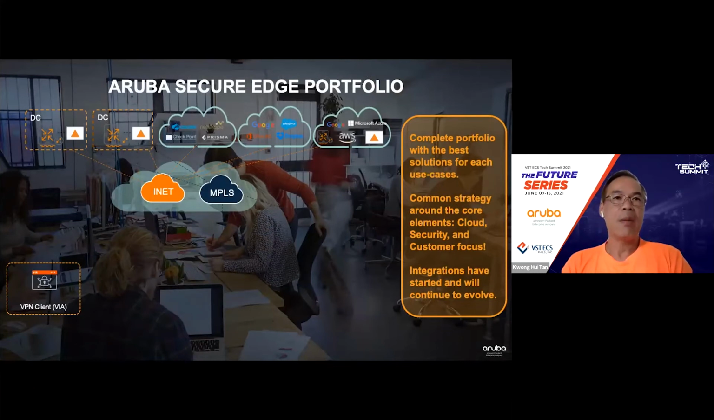Let me spend some time talking about the complete portfolio of what Aruba has to offer. First of all, you may have noticed that for customers who have existing Aruba infrastructure, such as the use of Aruba 7000 series branch gateway or the 7200 series head-end gateway, we allow you to connect from anywhere and work from anywhere.